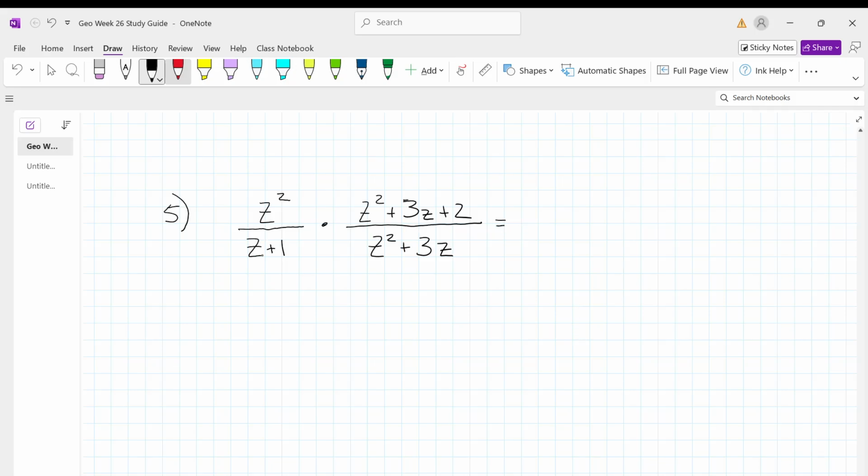All right, so as far as restrictions go, z cannot be equal to -1. And if we factor this other denominator, we can factor out a z times z plus 3. So this z by itself is a factor, so z cannot be equal to 0. And this z plus 3 as a factor, z cannot be equal to -3.